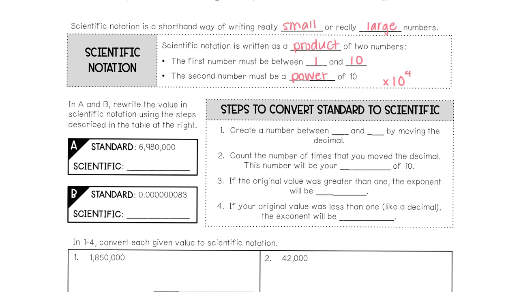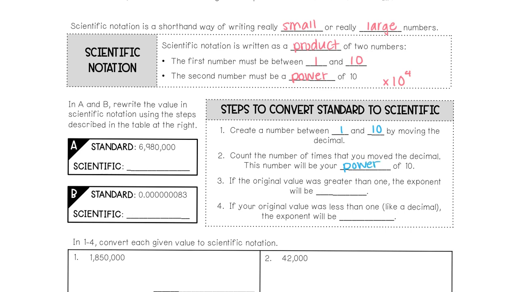Now let's go over our steps to convert standard to scientific. So standard form is the regular way that we would write a number. Scientific notation is the way we would write that number in shorthand. The first thing we're going to do is create a number between 1 and 10 by moving the decimal, and we'll either move it left or right. Then we're going to count the number of times that you moved the decimal. This number will be your power of 10 or your exponent.